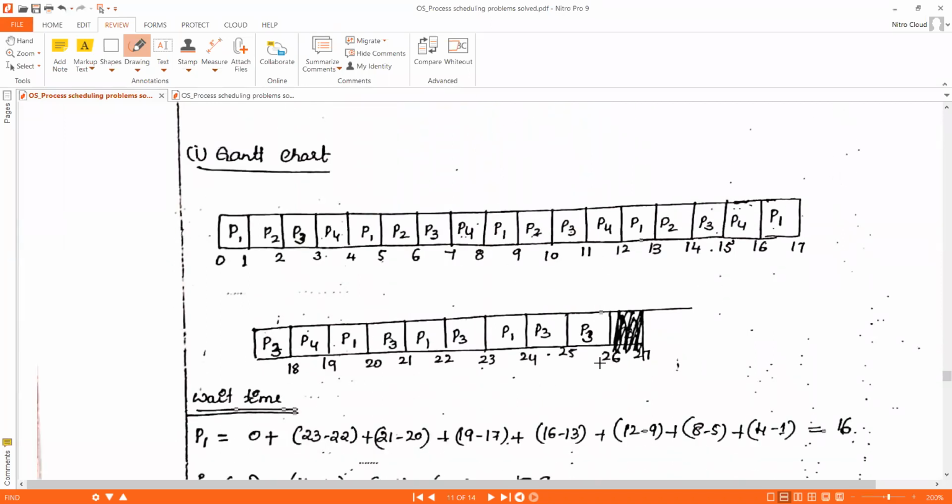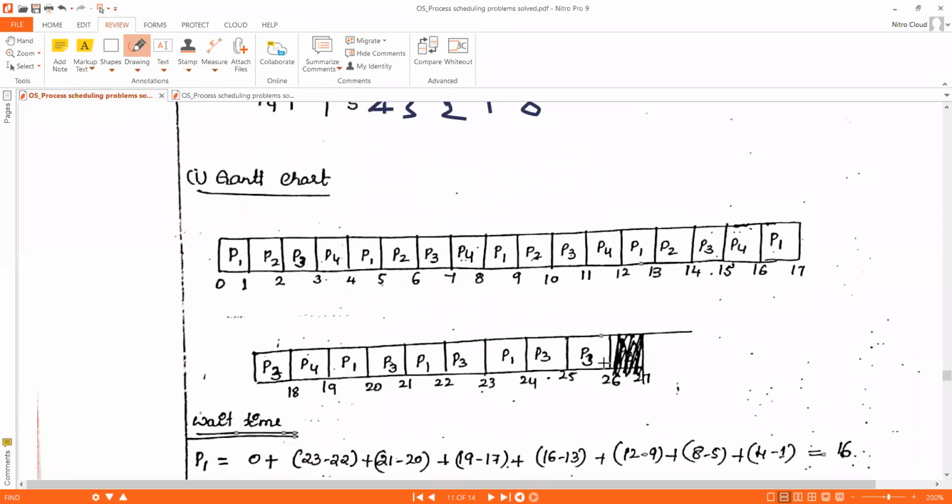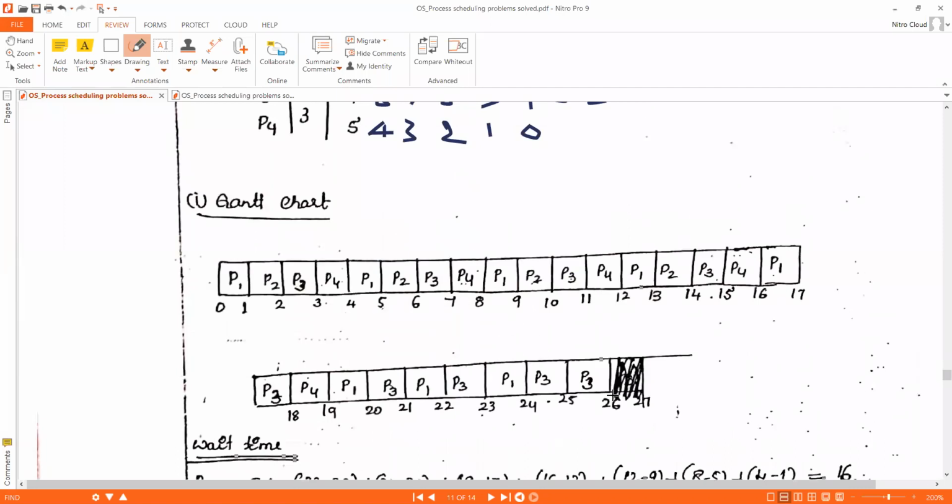At clock time 26, process 3 will complete its execution. First, process 1 will execute for 1 millisecond, then process 2, process 3, then process 4. Again, process 1, process 2, process 3, process 4. Again, process 1, process 2, process 3, process 4. Again, process 1, process 2, process 3, process 4.